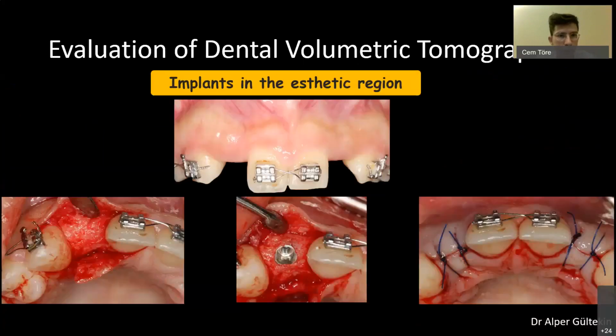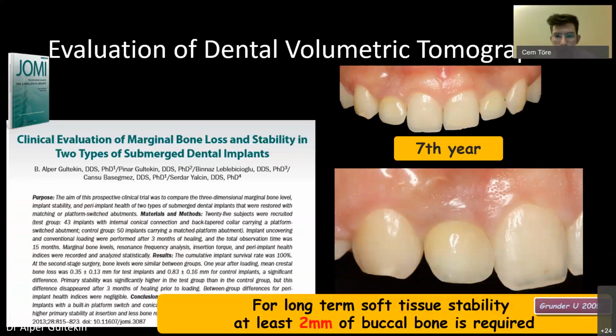It's especially important in the implants in the aesthetic region. As we all know, we need 2 millimeters of bone in the buccal side of the implant. And a volumetric tomography is an essential tool in this aspect to see the angulation of the implants, which angle we need to hold our tools, and whether we need to do perhaps a lateral augmentation to make sure we have sufficient bone at the buccal side after implant placement. We have already said 2 millimeters of buccal bone is required if you want your aesthetics like this 7th year after implant placement.